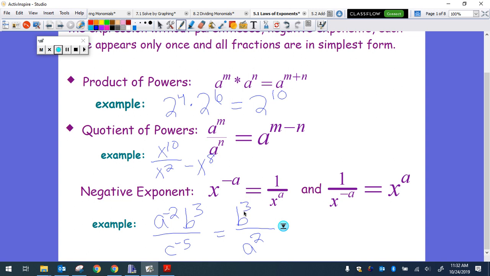That doesn't change because it's already a positive. On bottom, I have c to the negative 5. Well, you can't have a negative, so I would move the c to the top. So again, the a to the negative 2 moved to the bottom so that it could become a positive. The c to the negative 5 moved to the top so that it could be a positive. And I just left the b on top because it's already a positive.